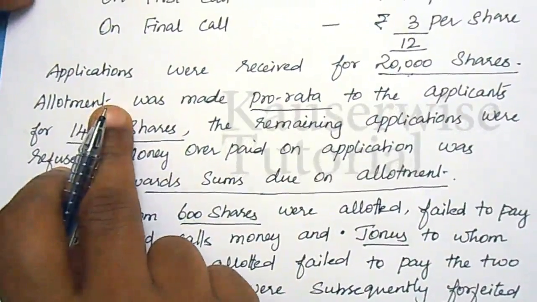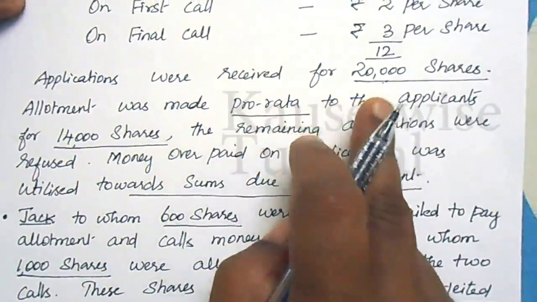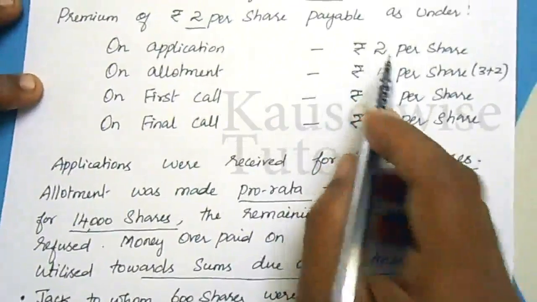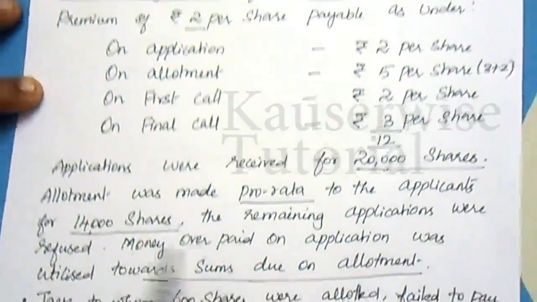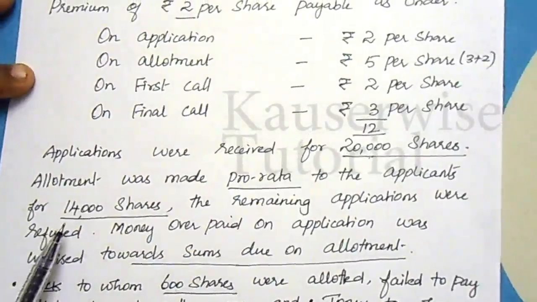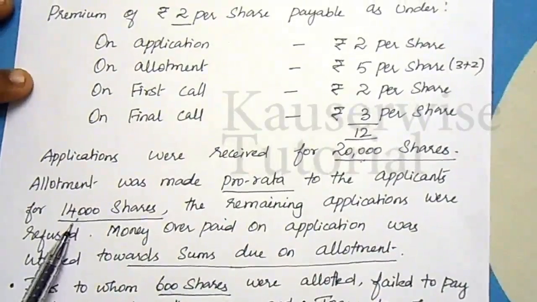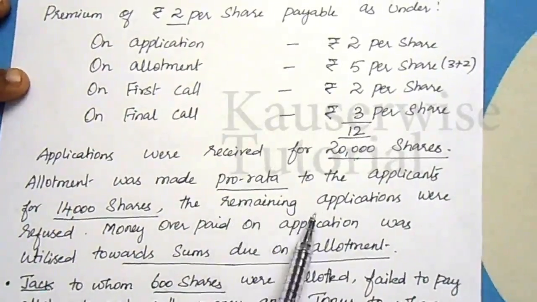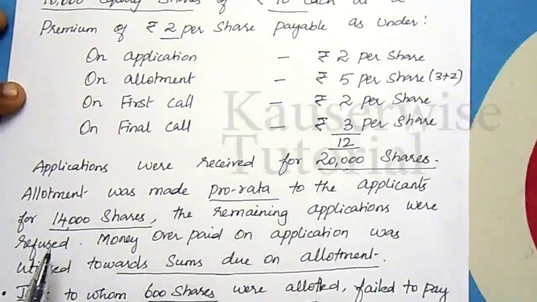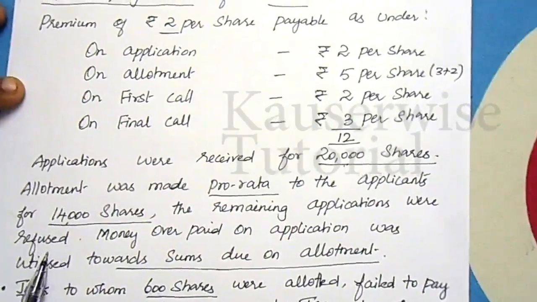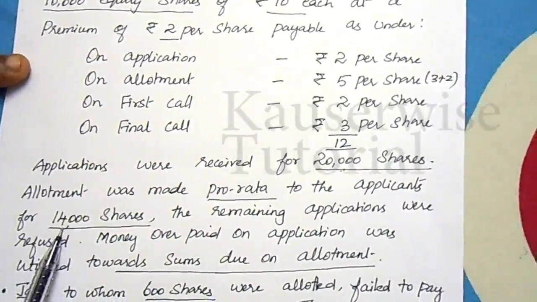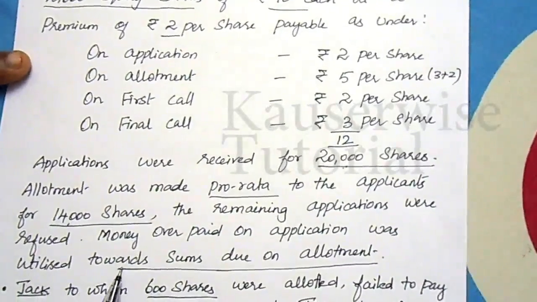See, we have made the first entry for application money received. So how many applications were received by the company? 20,000 shares. So 20,000 into 2 rupees, 40,000, we have made the entry. And the next one is that allotment was made pro rata. So pro rata allotment was made for how many shares? 14,000 shares. And the remaining applications were refused. The remaining applications means 20,000 minus 14,000, which is equal to 6,000. That 6,000 is returned. The excess 4,000 is pro rata, and that amount is adjusted towards allotment.